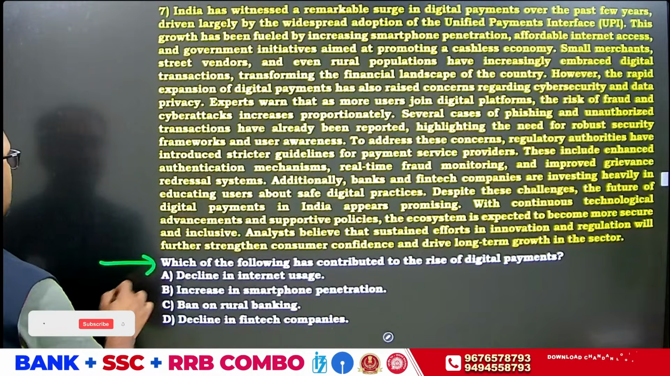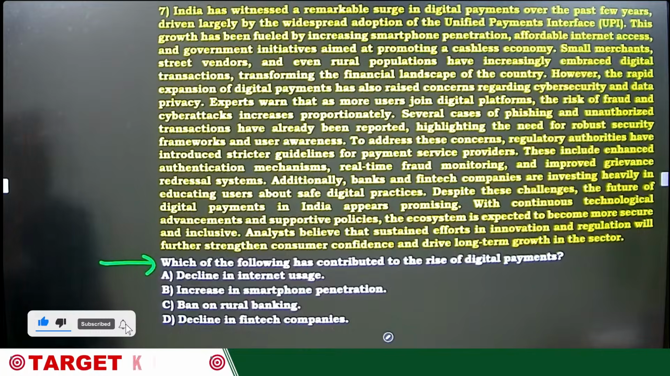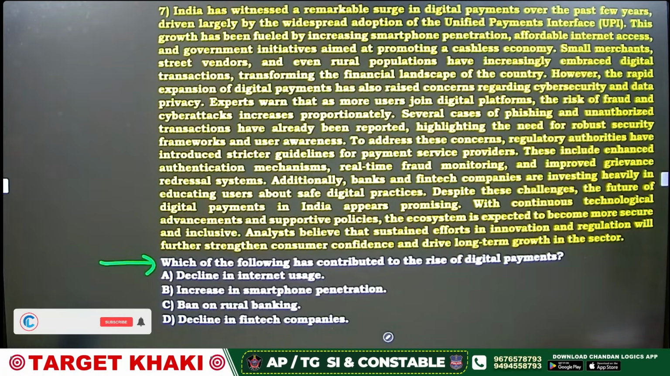Can you try question number 7 also without reading the paragraph? Which of the following has contributed to the rise of digital payments? Guys, can you try this answer?